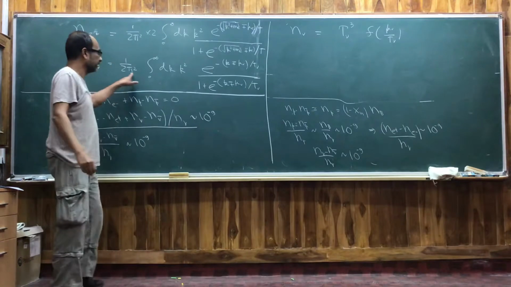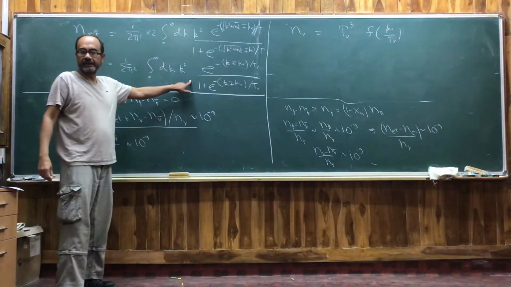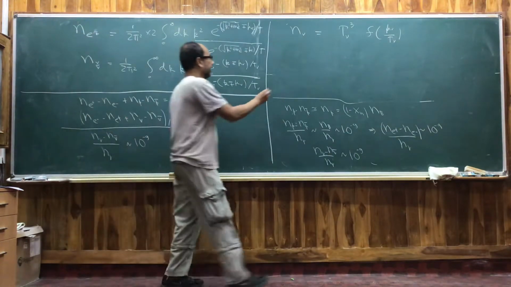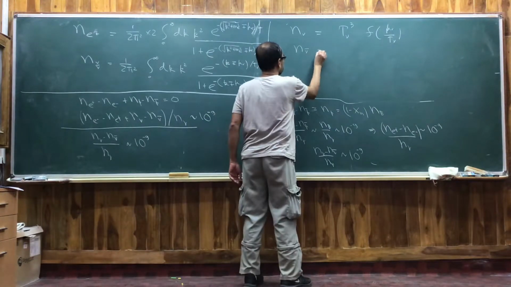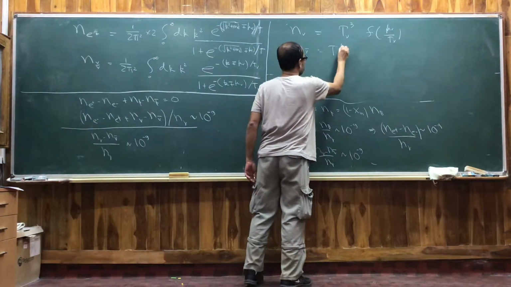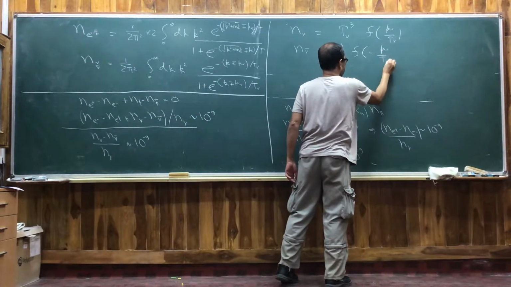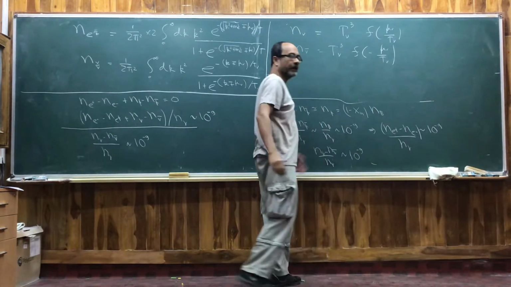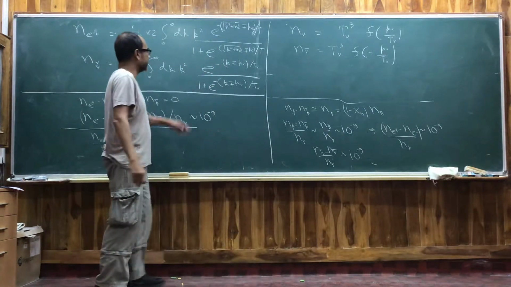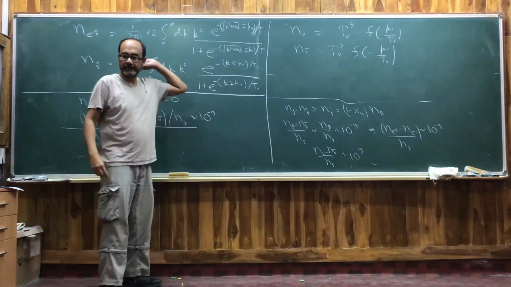Clear? From here, N nu bar is t nu cube times the same function of minus mu nu over t. Okay, this function has no small or large parameter, right? Arguments may be small or large, but this function is just a regular integral.